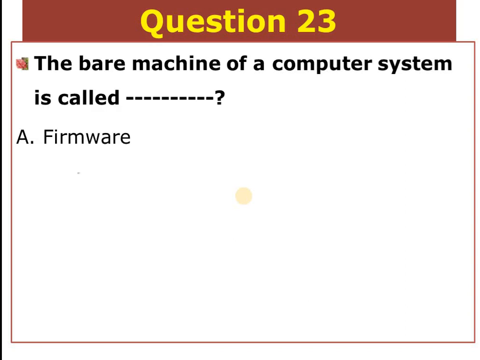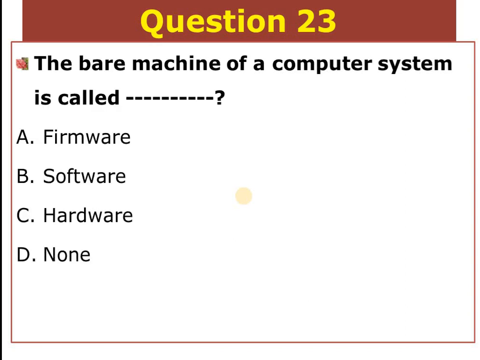Question number 23. The bare machine of a computer system is called blank. A. Firmware. B. Software. C. Hardware. D. None of the above. The answer is choice C. Hardware is the answer. Here is the next question.